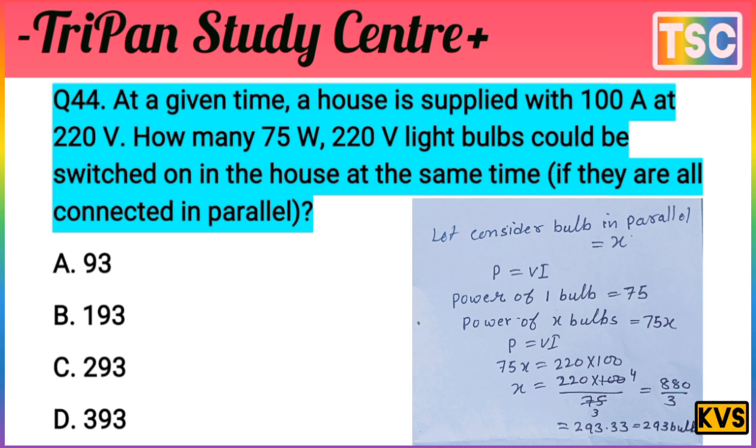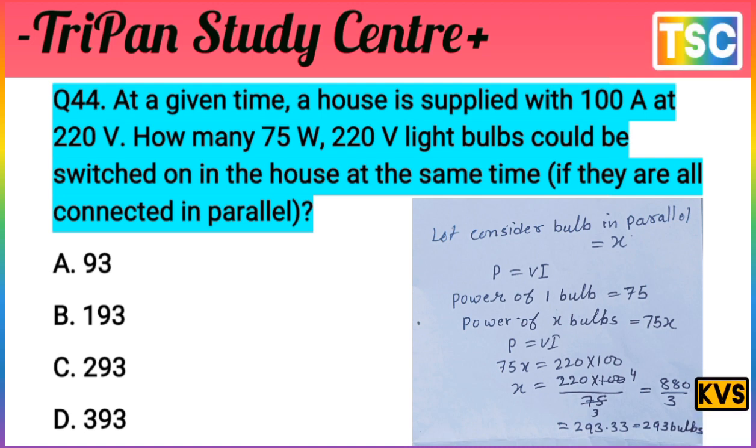The power is equal to VI. The supply voltage V is 220 and the current is 100 ampere. The power is 75X. So X is equal to 220 into 100 upon 75. Cancelling by 25: 25 times 3 is 75, and 100 divided by 25 is 4. So it is 4 upon 3, and 220 into 4 is 880 upon 3.